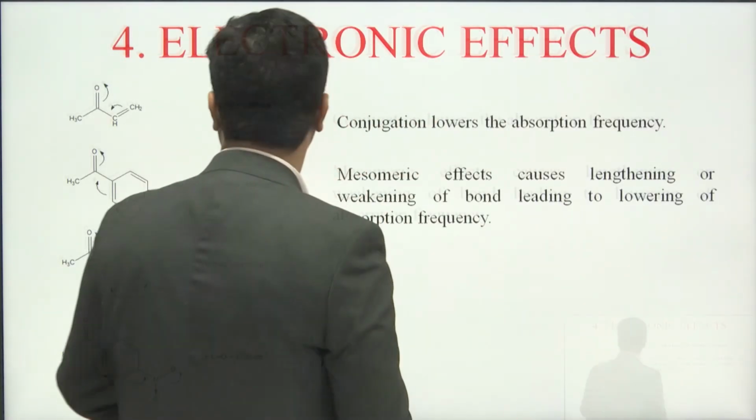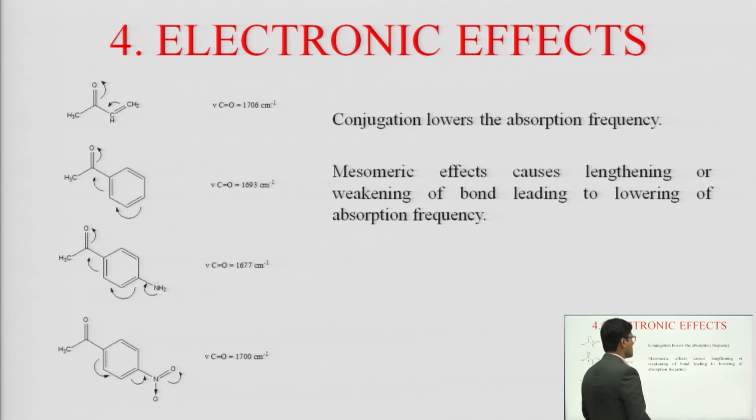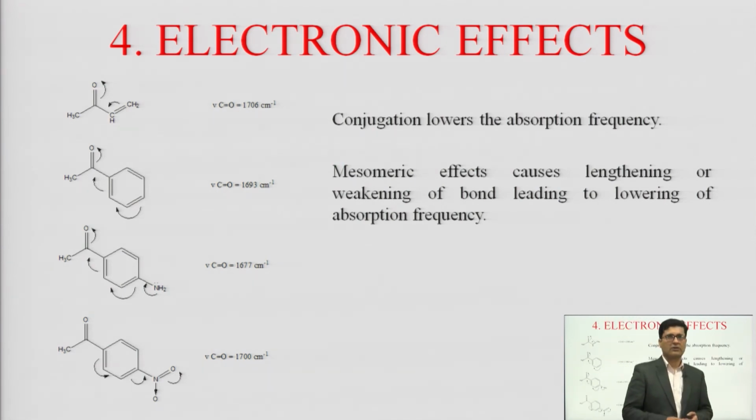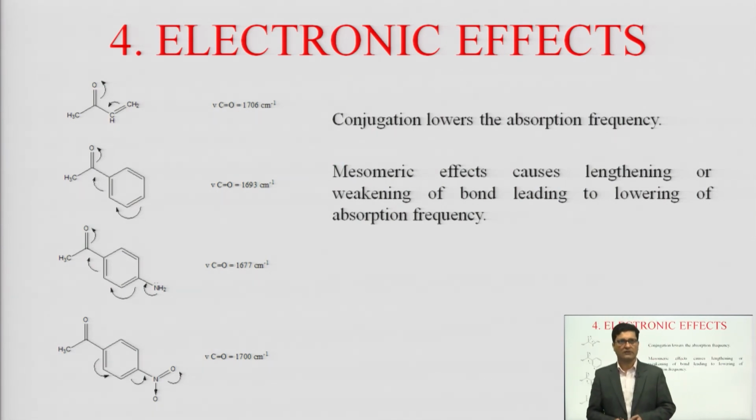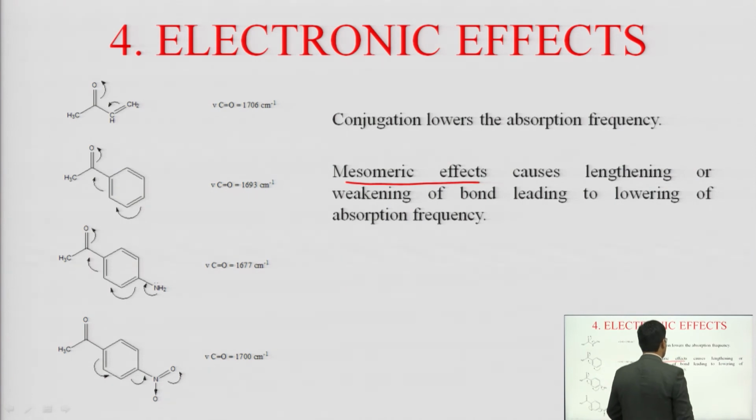And this electronic effect is also applicable in case of conjugation or resonance. Conjugation or resonance generally lowers the absorption frequencies, and this is generally seen with the mesomeric effect, which causes the lengthening or weakening of a bond that leads to the lowering of the vibrational frequency value.